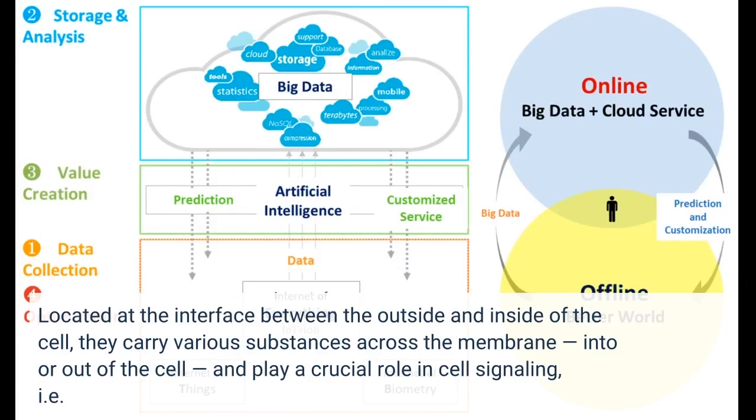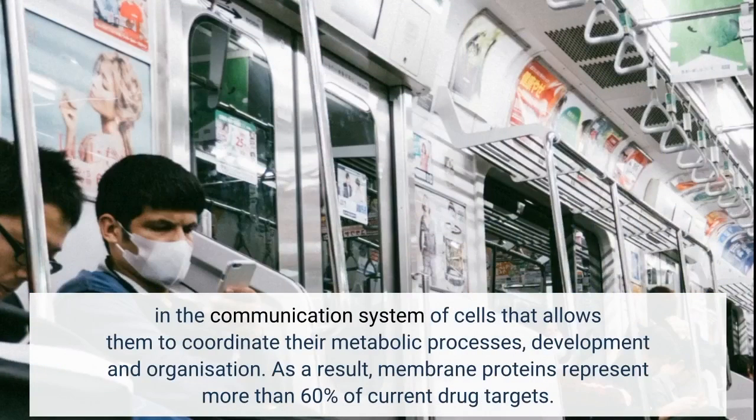Located at the interface between the outside and inside of the cell, they carry various substances across the membrane, into or out of the cell, and play a crucial role in cell signaling, i.e. in the communication system of cells that allows them to coordinate their metabolic processes, development and organization. As a result, membrane proteins represent more than 60% of current drug targets.